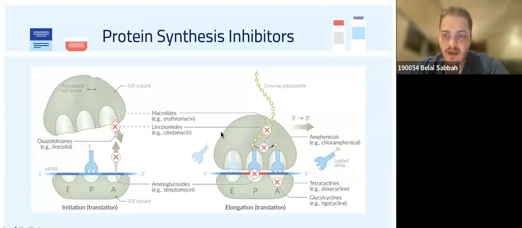So anything on the left is the initiation phase, and anything on the right is the elongation phase. I know you guys studied this, but I just want you to quickly take a look at it so that we can answer the next questions very easily. Anything on the 50S, so let's see, we have aminoglycosides. So not only does linezolid affect the initiation phase, but so do aminoglycosides. Okay, so any aminoglycoside also affects the initiation phase.